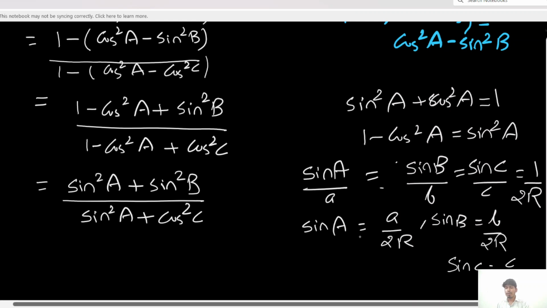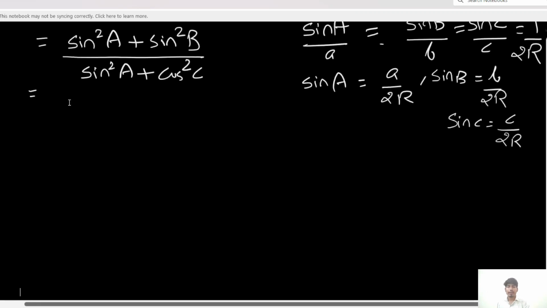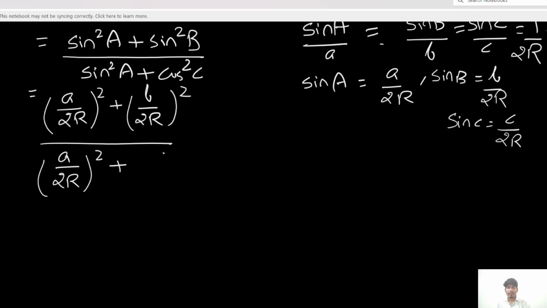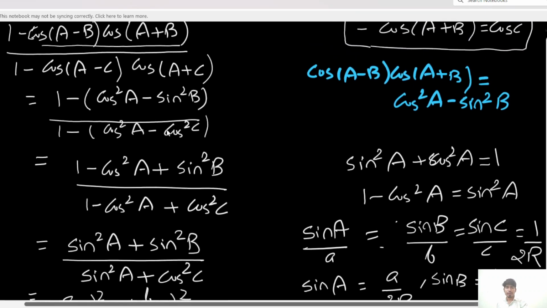Okay students, then put these values here. What do we get? Put sine square a as a upon 2R whole square, so we get a upon 2R whole square plus b upon 2R whole square. In the denominator, a upon 2R whole square plus... here is cos square c? No, here is also sine square c. Students, we made a mistake.